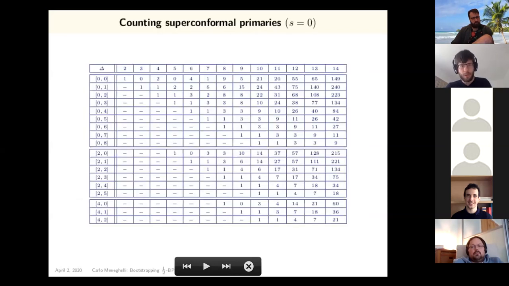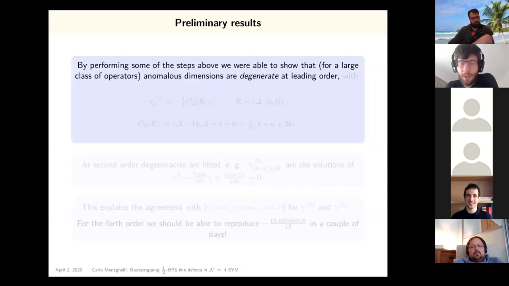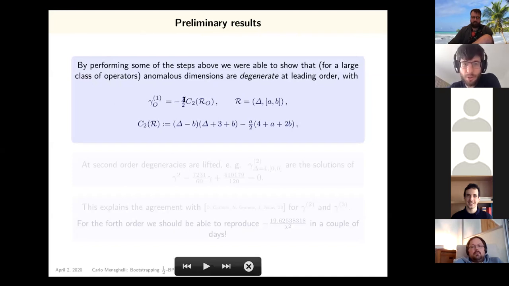And let me also show you some preliminary remarks, which also explain why we had agreement with the paper of Collia. We found that at first order, the degeneracies are not lifted. And all the anomalous dimensions at first order, or at least for many of the operators we looked at, are just given by the Casimir of OSP(4|4), which is this expression. So for any operator O, at first order, its anomalous dimension depends only on its representation and not on the details of the operator, because we have many operators with a given representation and it takes this simple form.